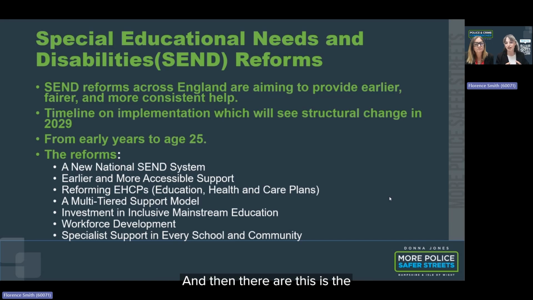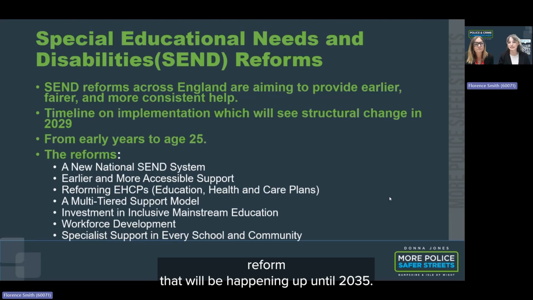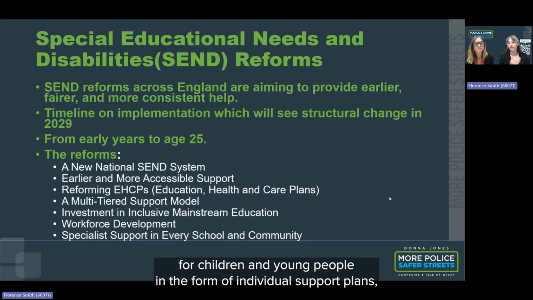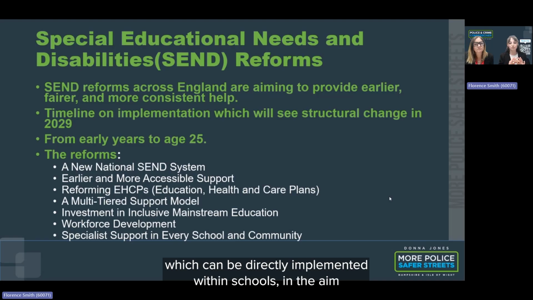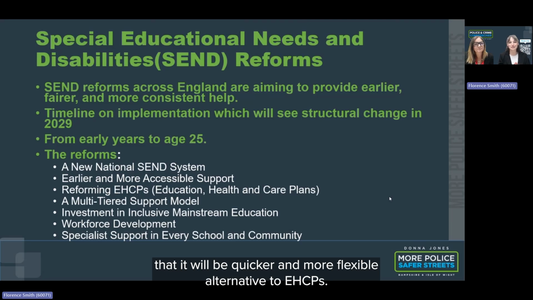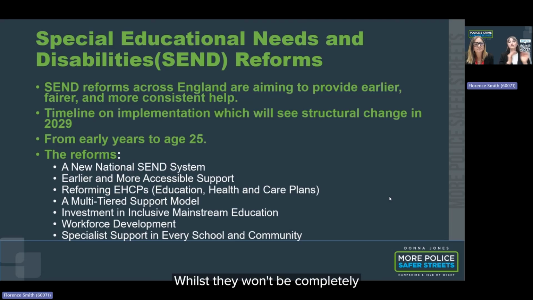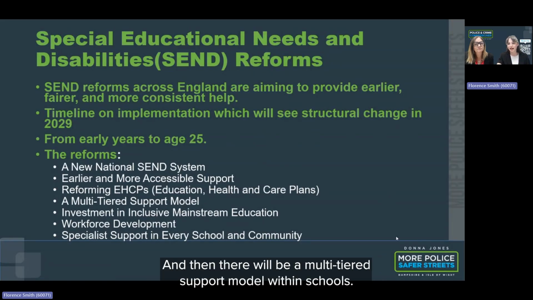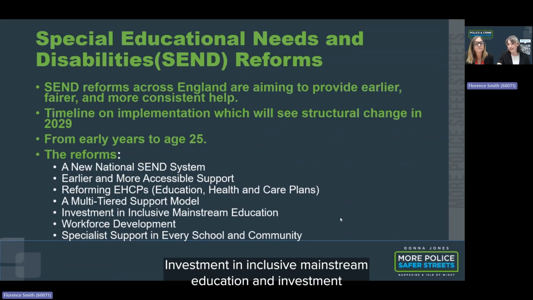And then this is the reform that will be happening up until 2035, reforming education health care plans. The changes are going to see less formalised support for children and young people in the form of individual support plans, which can be directly implemented within schools, with the aim that it will be a quicker and more flexible alternative to EHCPs, whilst they won't be completely eradicated. The EHCPs will be reserved for those higher, more complex needs. And then there'll be a multi-tiered support model within schools, investment in inclusive mainstream education, and investment in workforce development as well.